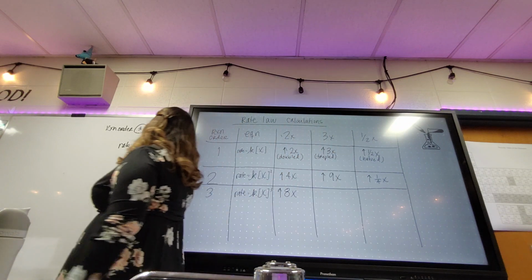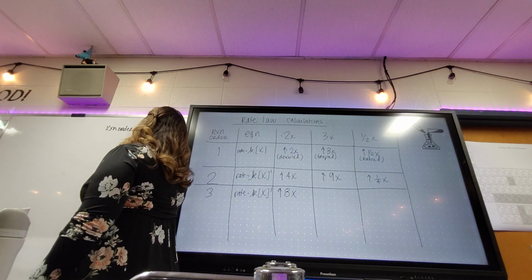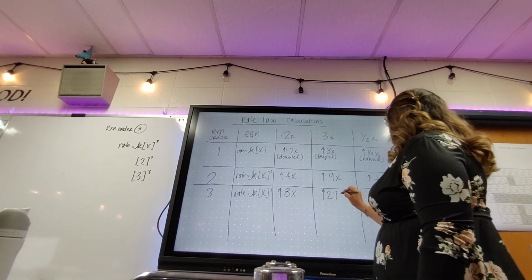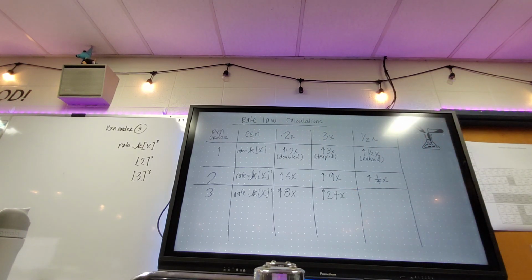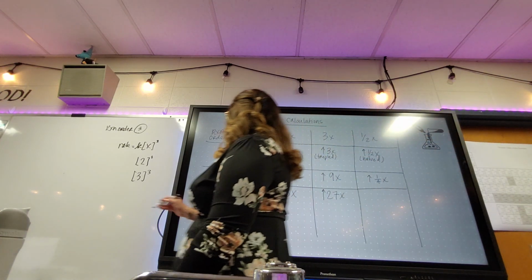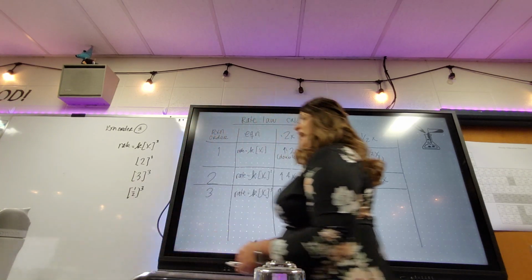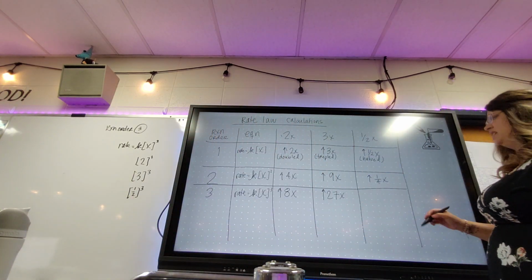What will happen if we triple the amount of that reactant? 3 to the third is 27. Whew. That's like Miss Bishop driving on the highway. But if we halve that concentration, 1/2 to the third power is 1/8.